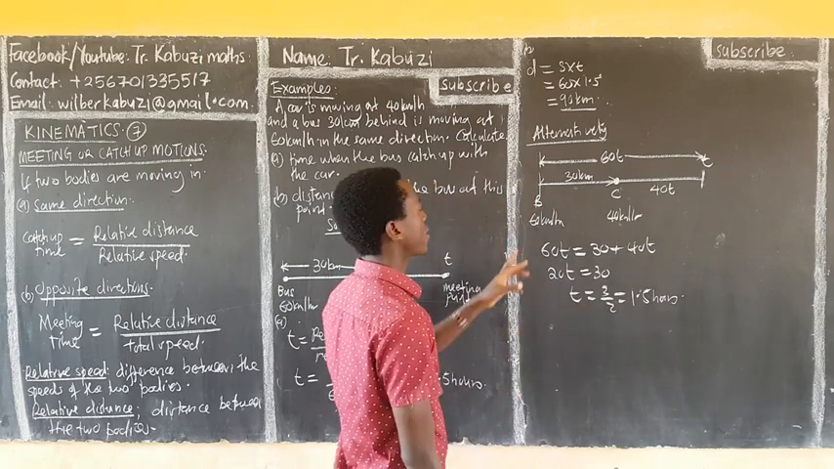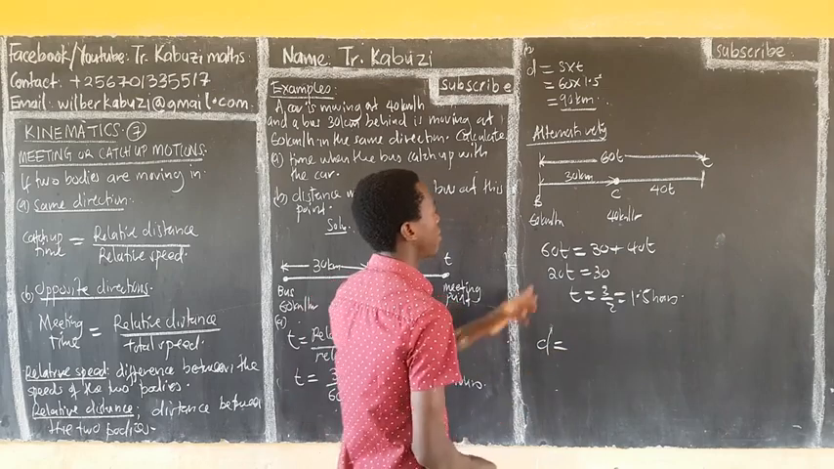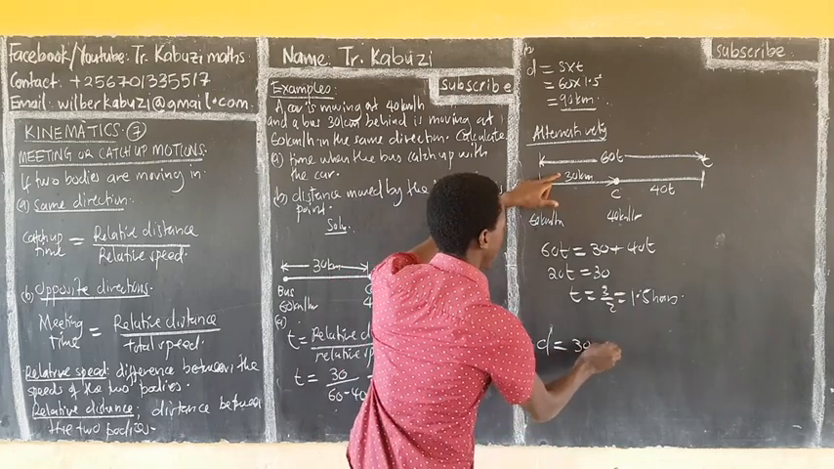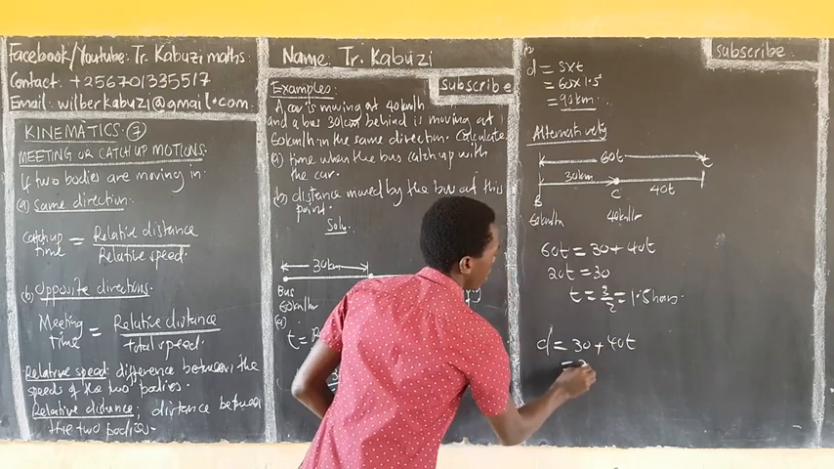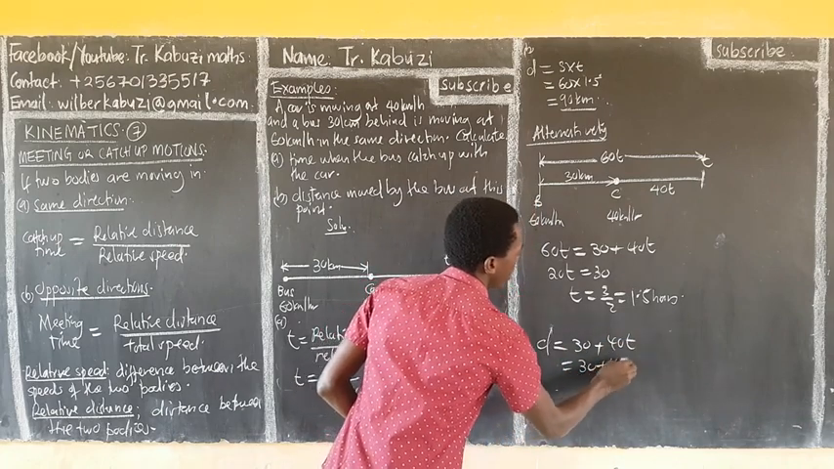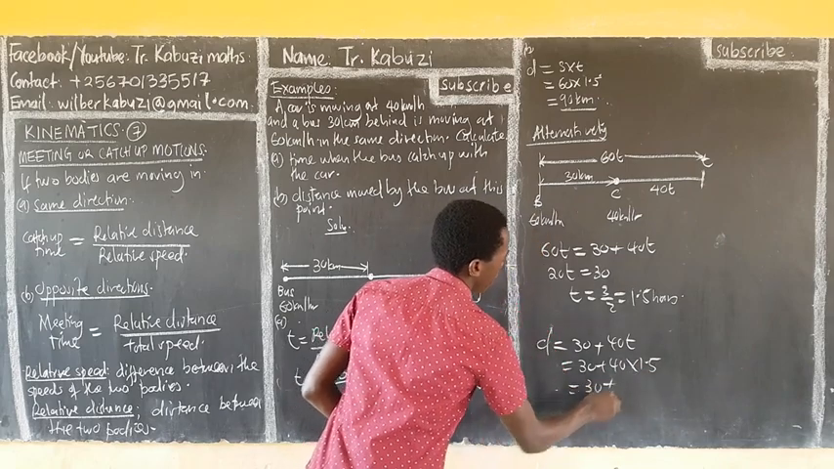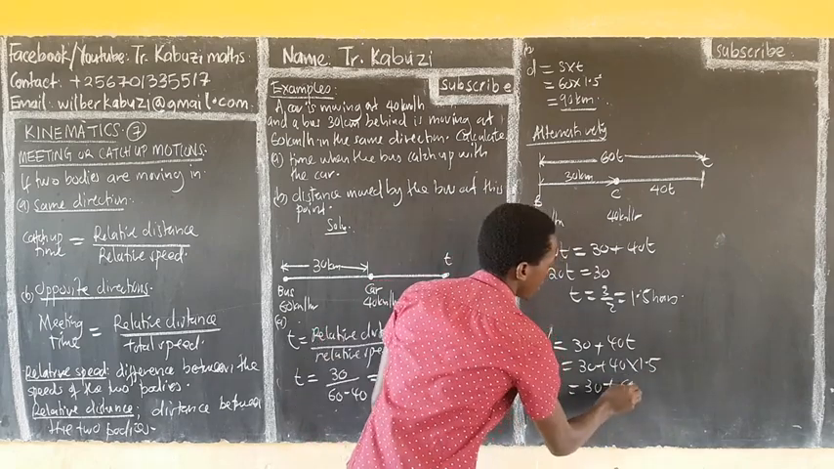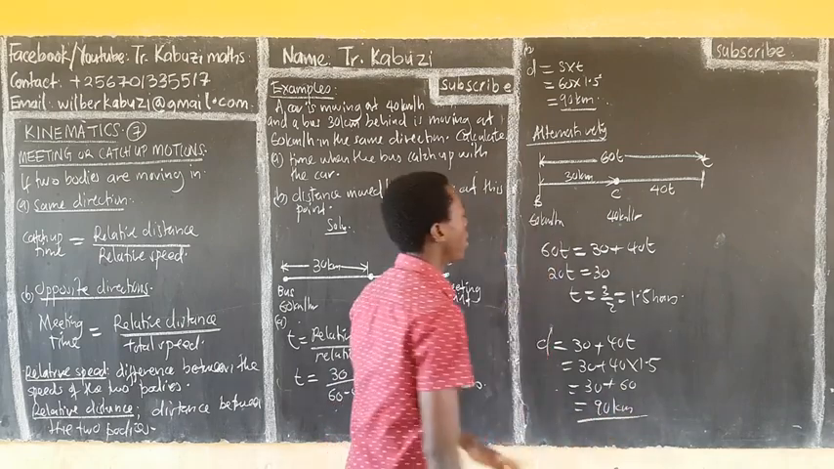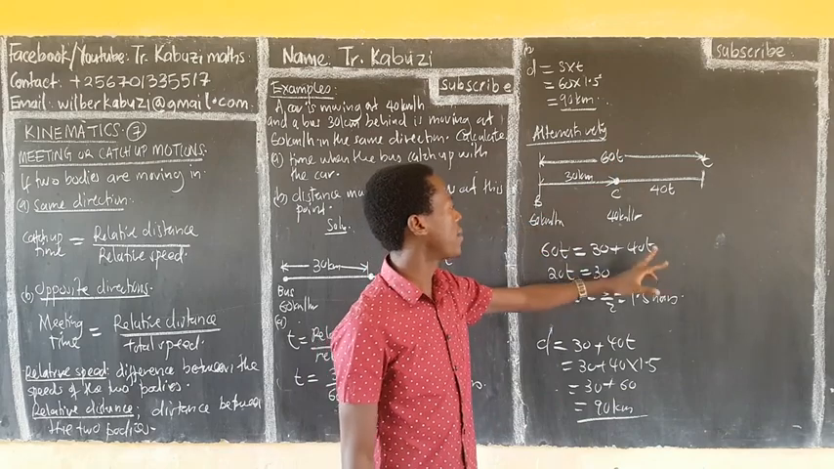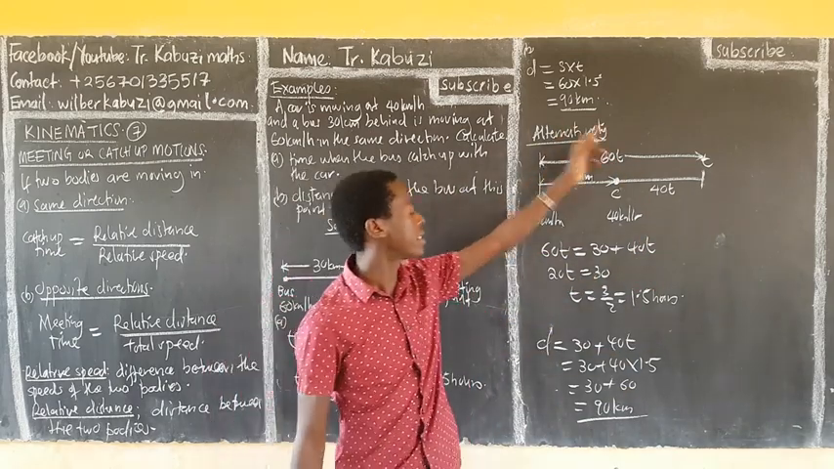Then the distance for the bus, the same idea. You consider this to be 30 plus 40t, which is 30 plus 40 times 1.5, which is 30 plus 60, which is 90 kilometers. Or you get 60 times t, which is already here, and you've seen it also gives us 90 kilometers.